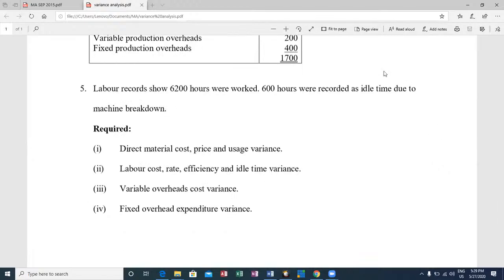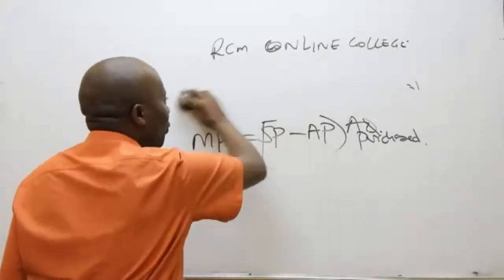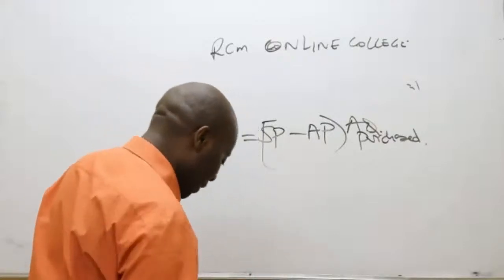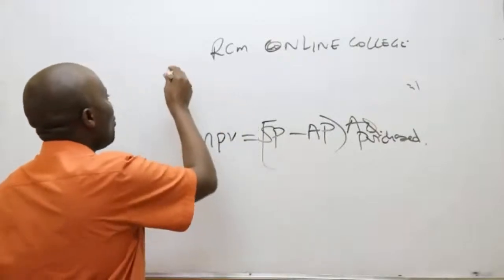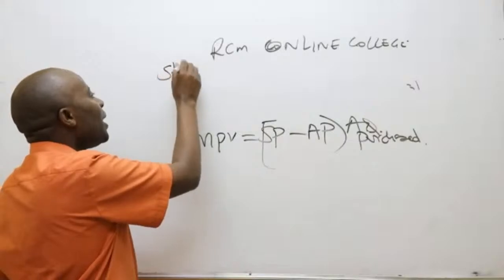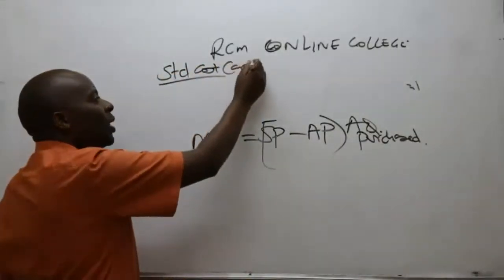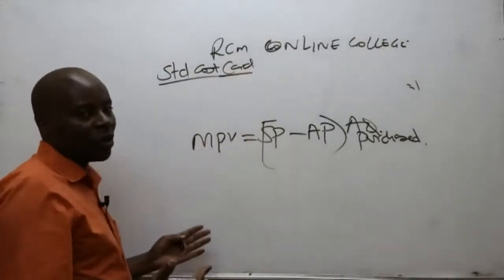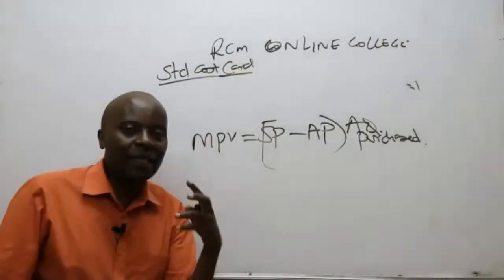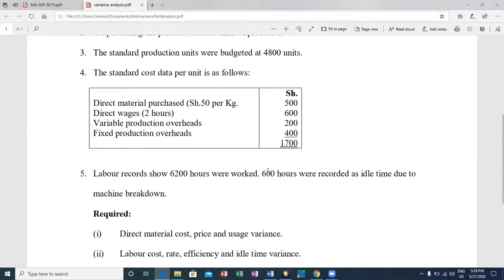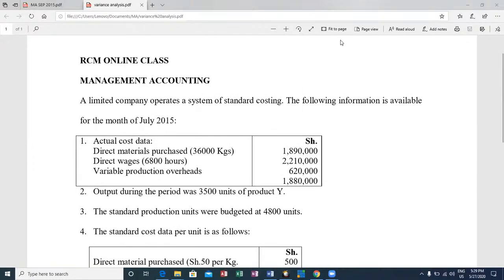Ladies and gentlemen, there is something that I would want to do right away here, because I appreciate the fact that most of us may not be having the past paper. So we have here the standard cost card. Anytime they want me to measure variances, I have to look at the standard cost card. It has to be there. The standard is our yardstick. It is the one that we shall be using to evaluate performance.